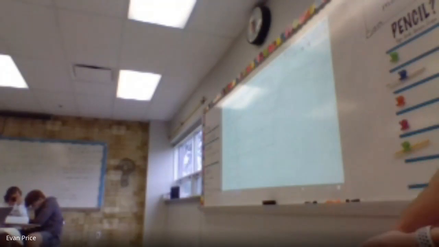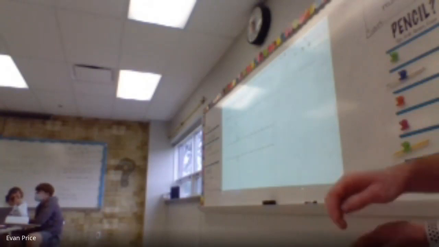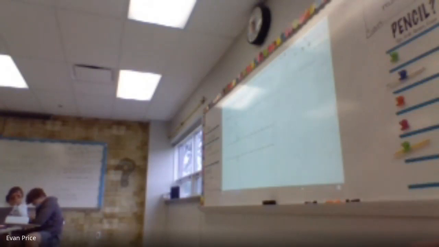What kind of angles are these? These are alternate exterior angles. So the alternate exterior angles theorem: if two parallel lines are cut by a transversal, then the alternate exterior angles are blank.